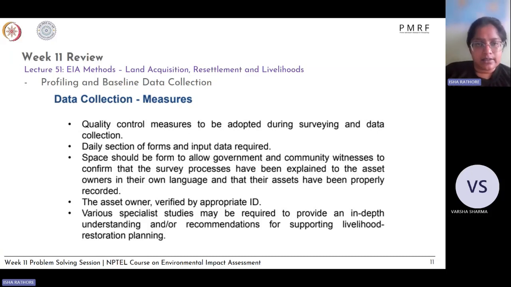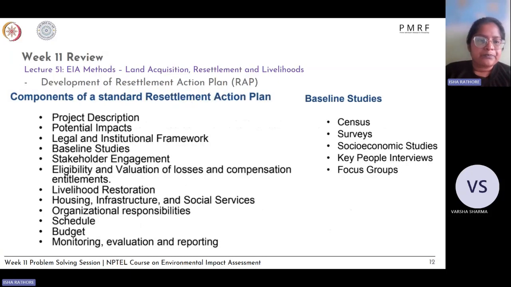So again, displacement can be of two types. It can be a physical displacement, or it can be an economic displacement, where their livelihood or their financial liability is affected. So in that case, another in-depth understanding or studies can be further taken depending on the nature of the land acquisition and the settlement schemes.